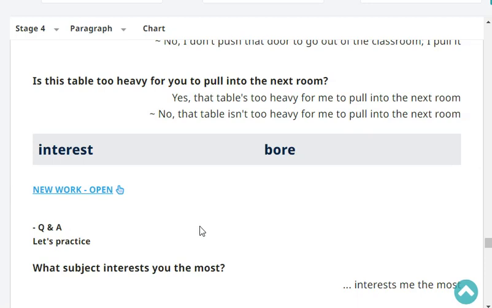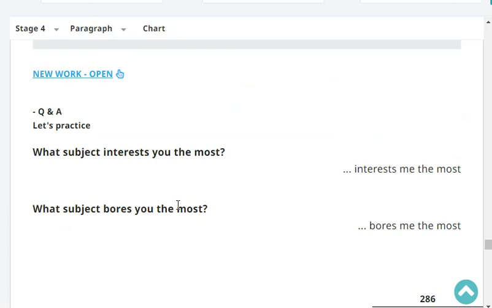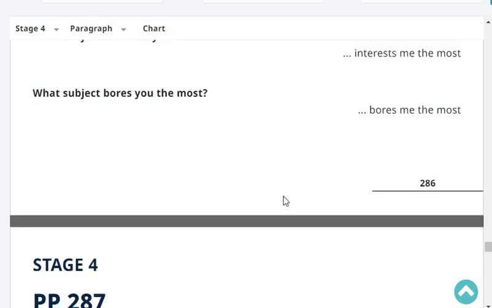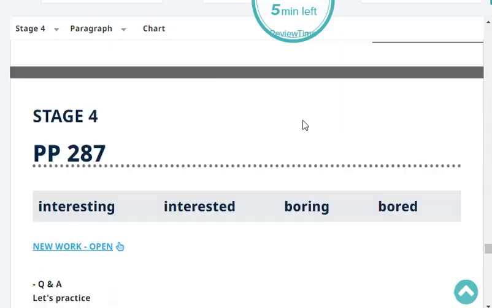Is this table too heavy for you to pull into the next room? Yes or no? Yes, that table is too heavy for me to pull into the next room. Right? What subject interests you the most? Physics interests me the most. Oh. What subject bores you the most? PE classes bore me the most. There we go.